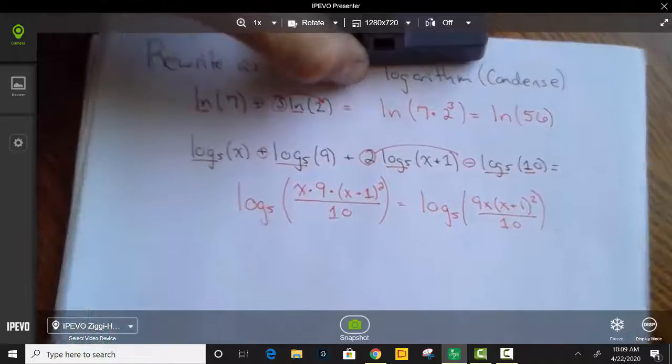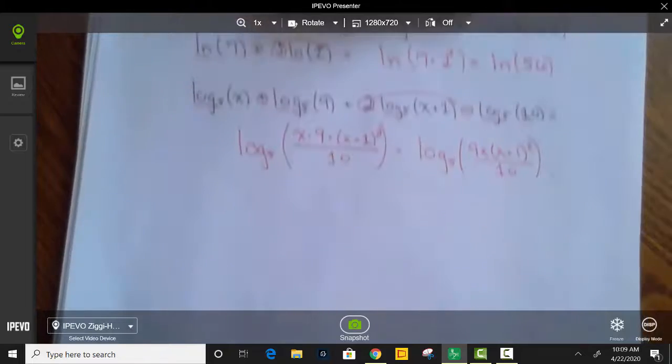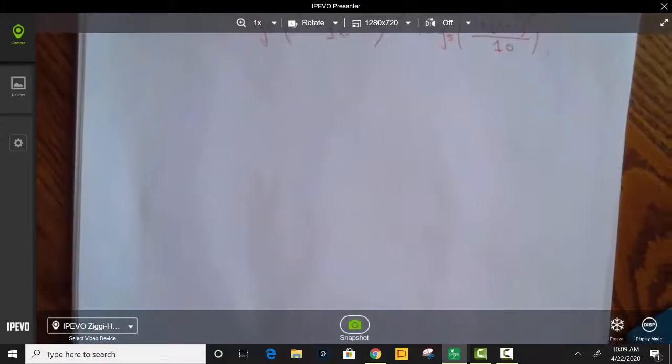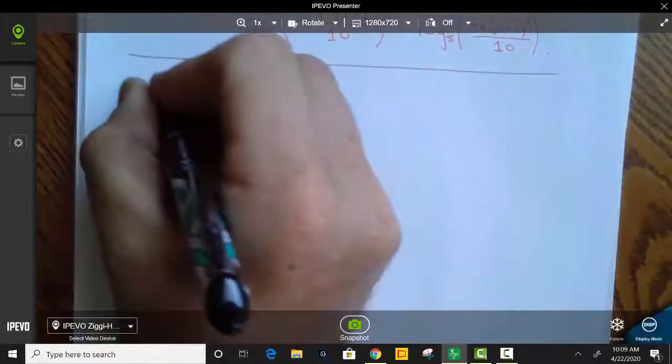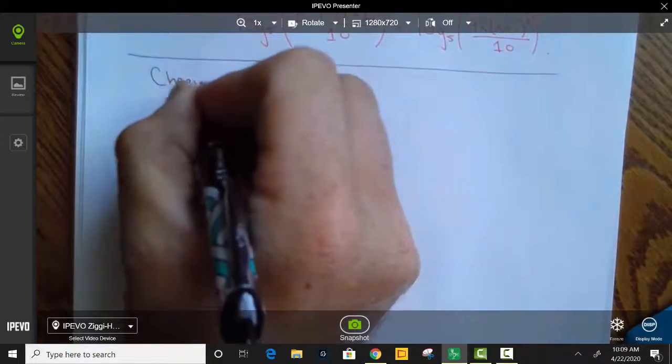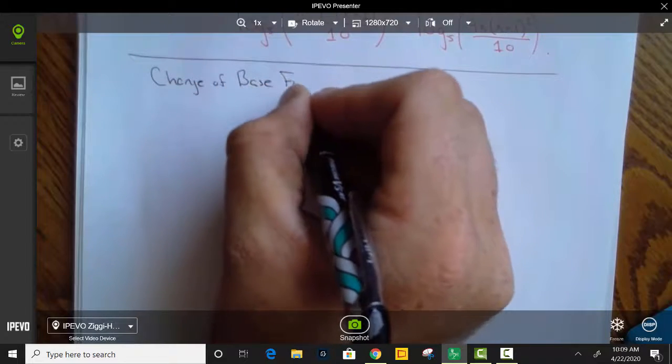And this section is just about practicing this concept. And then when we get into the next section, where we start solving logarithmic equations, we'll actually see the use of these properties. So the last thing we want to cover in this video is what's called the change of base formula.